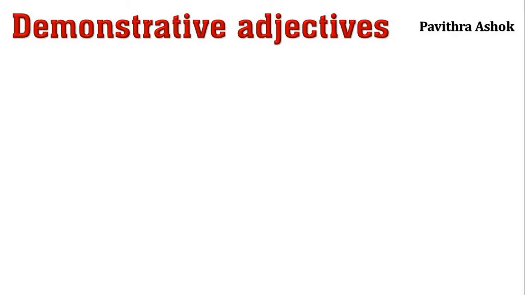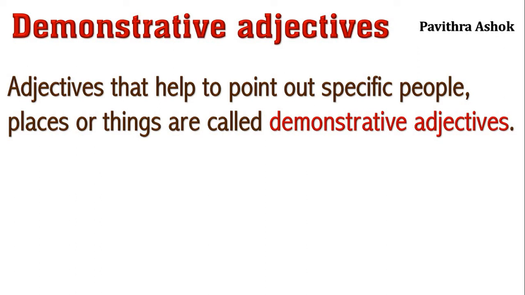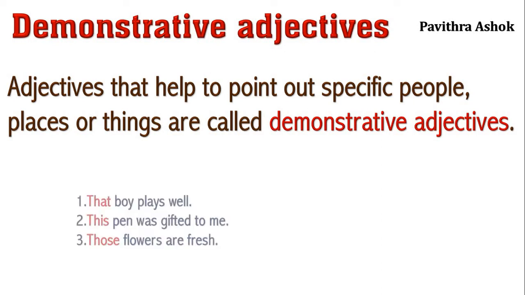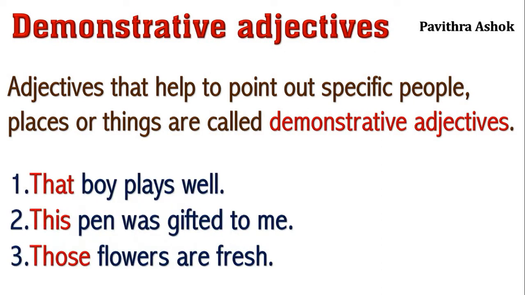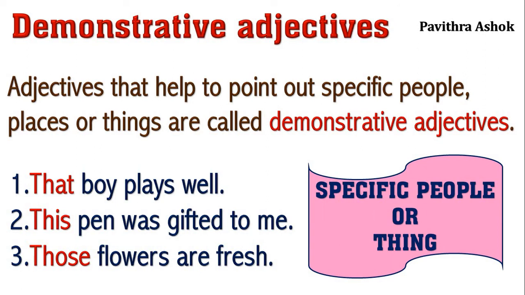Next, we'll move on to demonstrative adjectives. Adjectives that help to point out specific people, places, or things are called demonstrative adjectives. For example, that boy plays well. This pen was gifted to me. Those flowers are fresh. Students, if you notice here: that boy, this pen, those flowers. The highlighted words point at specific people or things. They are called demonstrative adjectives.